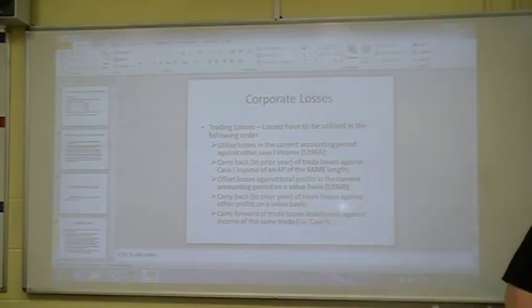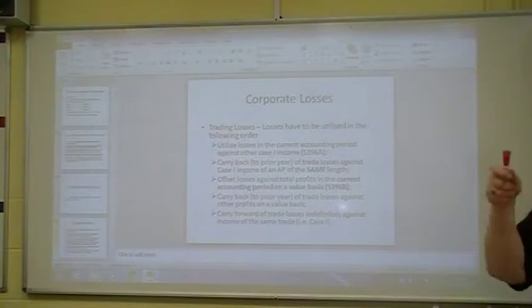Okay, so your 5 steps: your current year, you see how much loss you have, and see if you can put it against any other income. Go back then to your second year, or your previous year, and see if you can put it against case 1 or 2 income in there. Come back into your current year, calculate your corporation tax liability as normal. Then you do your value basis, go back to your previous year, do your corporation tax computation there, and do your value basis, and then anything that's left over, you carry forward to the future year.